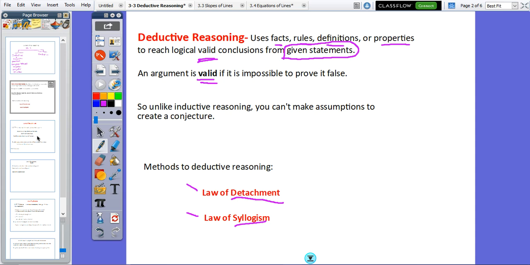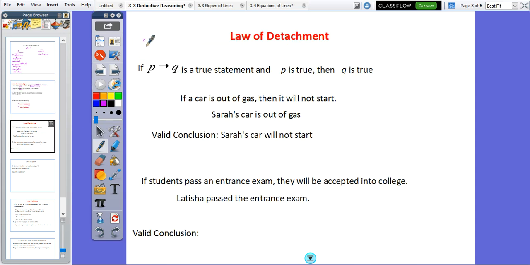So let's look at that. We'll start with law of detachment. Law of detachment says that if P implies Q, and the whole statement is true, then P can only imply Q. P can't imply anything else, and Q can't imply P. The P statement can only imply the Q statement. For example, this is our given statement right here. We're going to write "given," because that's how you see it in your homework. The given information is: if a car is out of gas, that's our P statement, then it will not start. This is our Q statement.